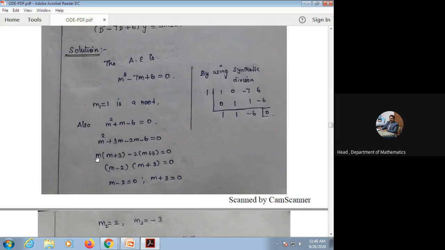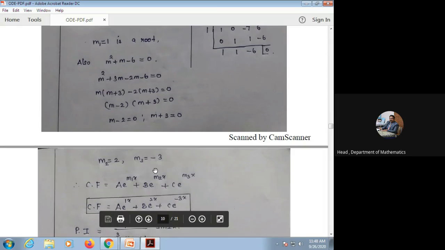Taking m outside, we get m plus 3 here. Here also m plus 3 we want, therefore take minus 2 outside. Therefore m into (m plus 3) minus 2 into (m plus 3) equal to 0. In these two terms m plus 3 is common, so take m plus 3 outside, then we get (m plus 3)(m minus 2) equal to 0. Therefore m minus 2 equal to 0 and m plus 3 equal to 0. The two roots are m equal to 2 and m equal to minus 3.